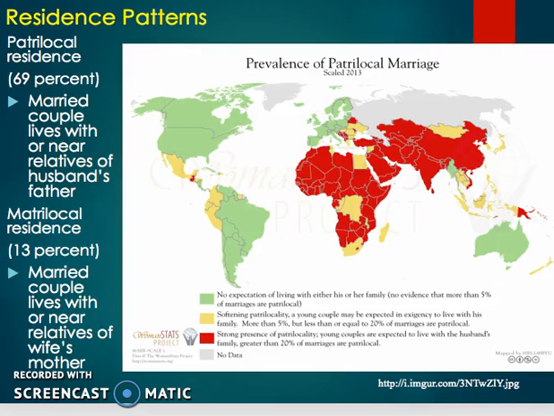Globally, 69% of married couples practice patrilocal residence. Patrilocal residence is widespread throughout Africa and Asia. 13% of couples practice matrilocal residence.